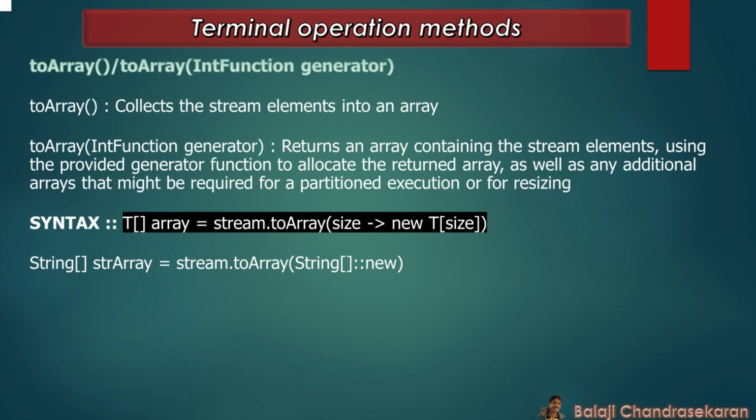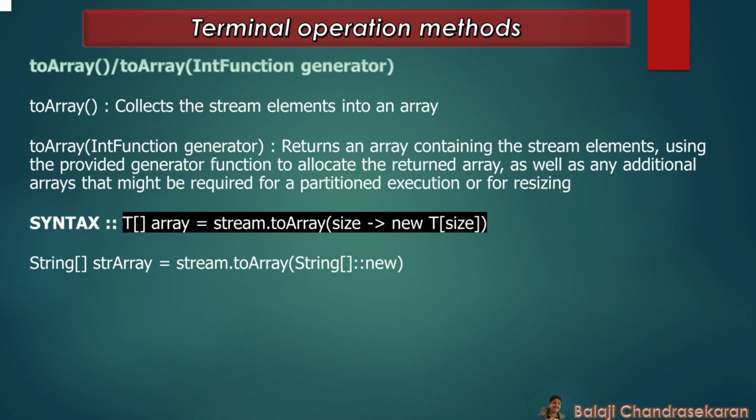The toArray method with a generator argument returns an array containing the elements of the stream, using the provided generator function to allocate the returned array as well as any additional arrays that might be required for a partitioned execution or for resizing. For example, we can collect the elements of a stream of strings into a string array like this in the given example.